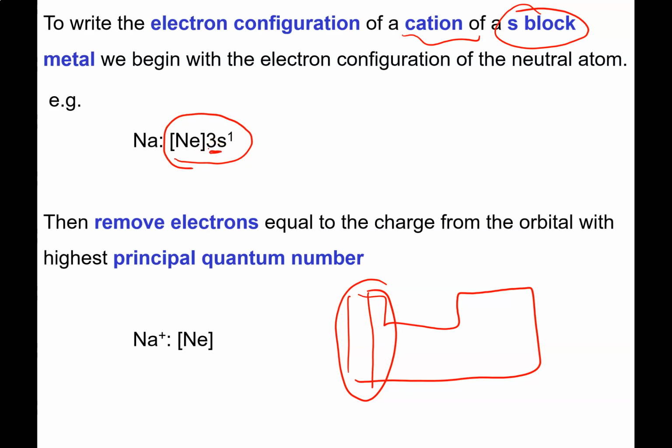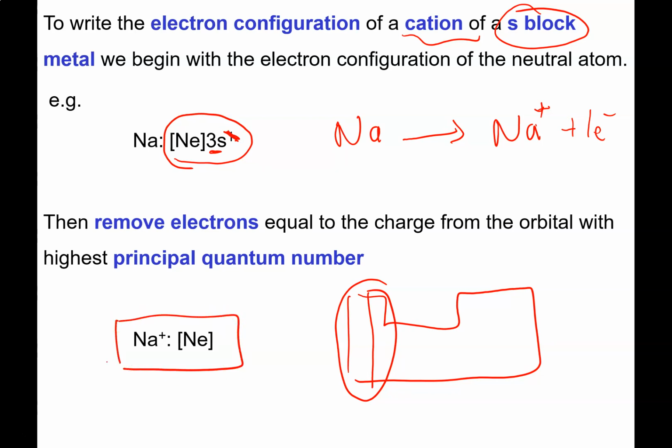And that's it. So if I want to take a sodium atom and turn it into a sodium ion, because I've got a +1 charge, I need to remove one electron. And so I'm just going to remove that electron, which is my last electron there. And so the electron configuration for the sodium ion is just the same as that for neon.